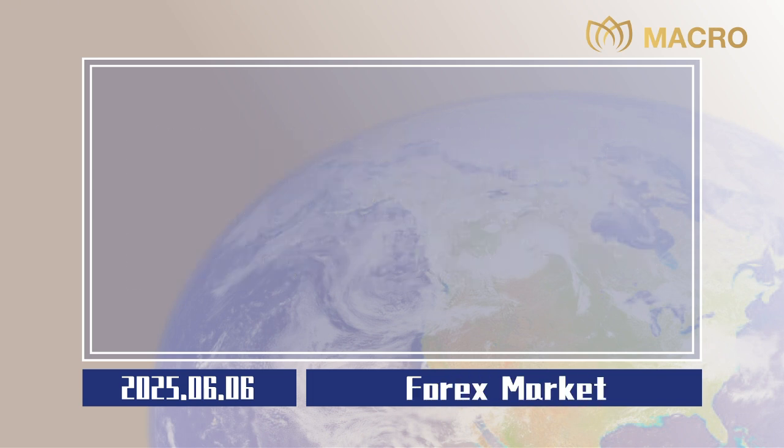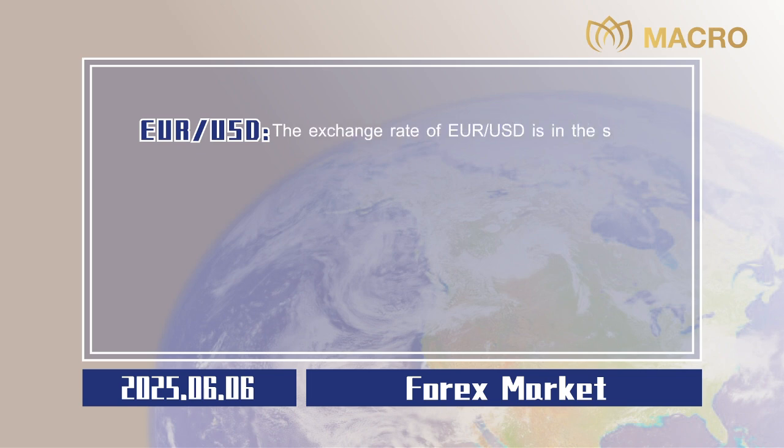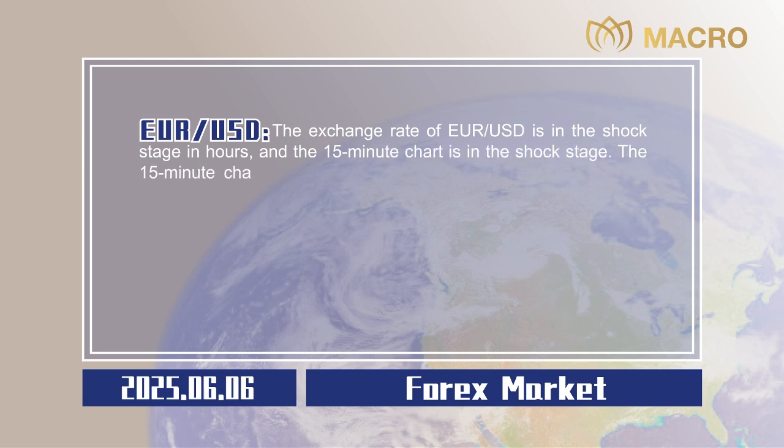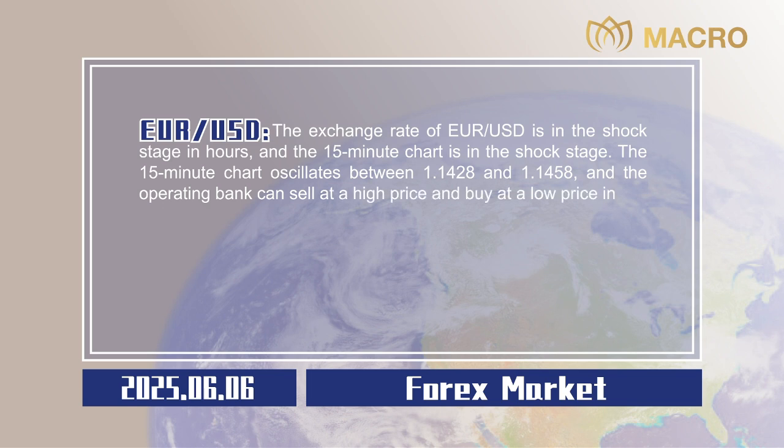Forex market. Euro to US dollar. The exchange rate of euro to US dollar is in the shock stage in hours, and the 15-minute chart is in the shock stage. The 15-minute chart oscillates between 1.1428 and 1.1458. And the operating bank can sell at a high price and buy at a low price in this interval.